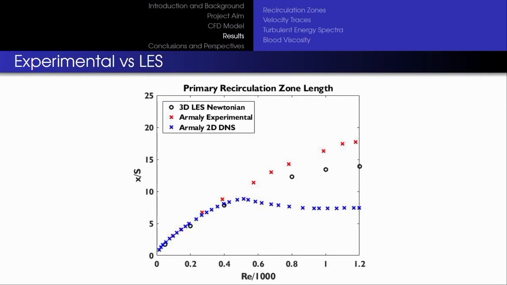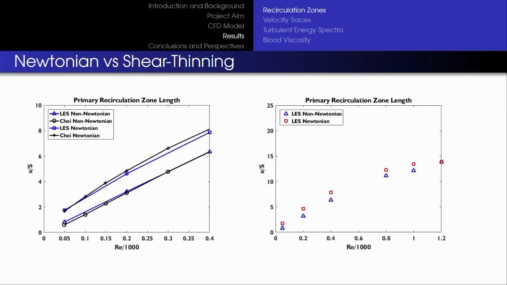This is mainly due to time convergence, where if we just run them longer, the recirculation zone length will reach the experimental one, so that's ongoing. We can also compare the Newtonian and shear thinning blood models. If we look at the recirculation zone length for the shear thinning model, it's much lower than Newtonian up here. We can compare this with past experiments where they look at wall shear stress.